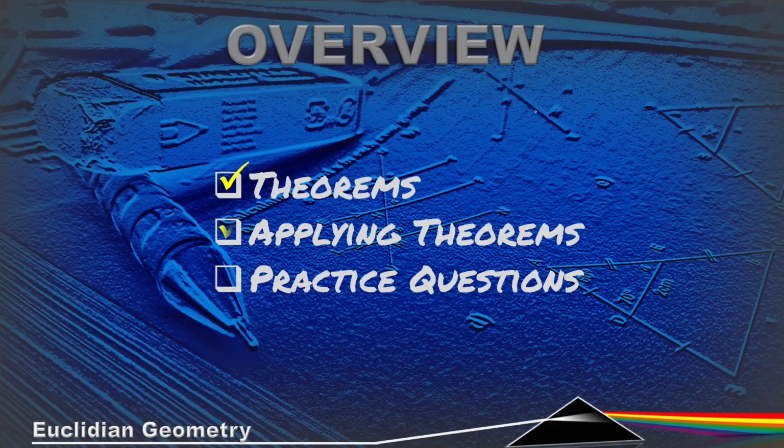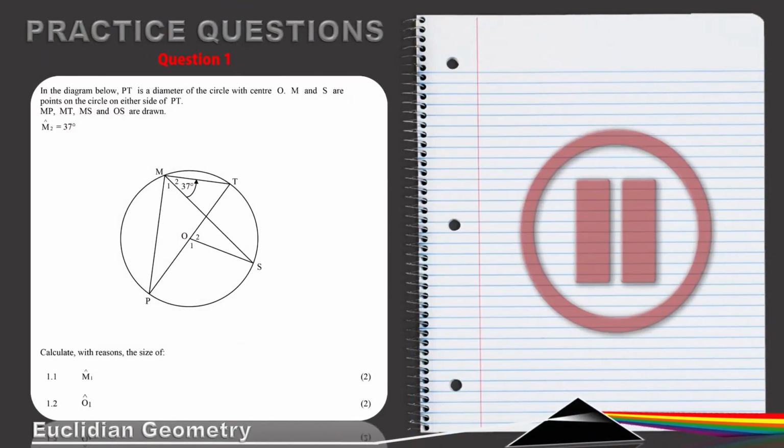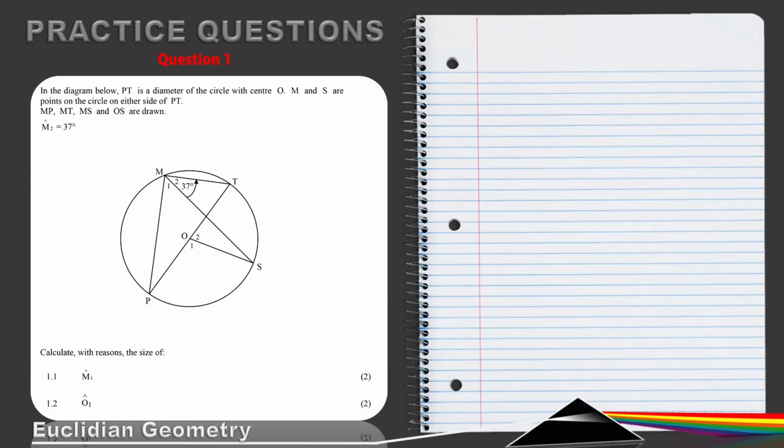Okay, so that was the easy questions. Now let's look at some exam type questions. So for question 1, in the diagram below, PT is the diameter of the circle with center O. M and S are points on the circle on either side of PT. MP, MT, MS and OS are drawn. So M2 is 37 degrees. Calculate with reasons the size of M1.